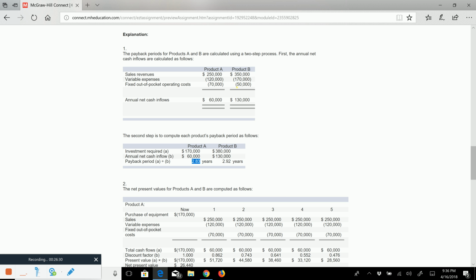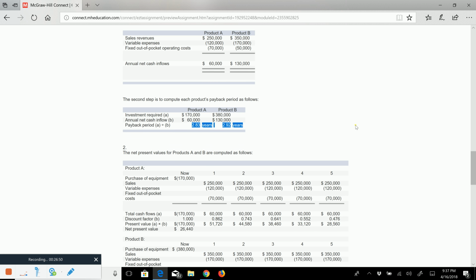You do the same thing with product B, the sales revenue, less your variable and fixed expenses, you get annual net inflows of $130,000. Take the investment required of $380,000, divide it by this net cash inflow, you get 2.92 years. Now they're very close, aren't they? The payback period is 2.83 years for product A, 2.92 years for product B. It's close, but the one with the better payback period is product A, right? You want to get paid back as quickly as possible.